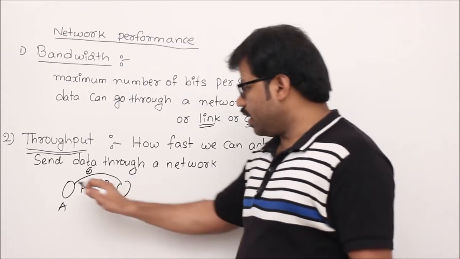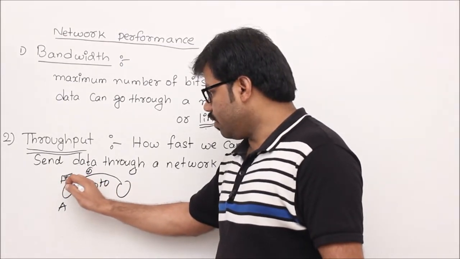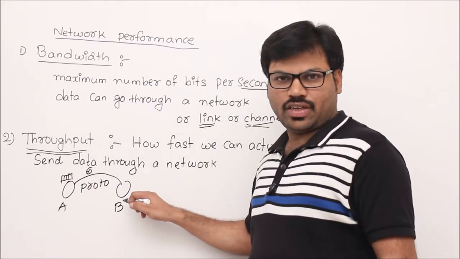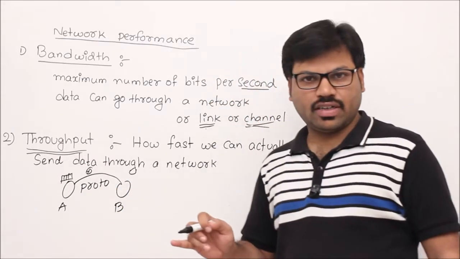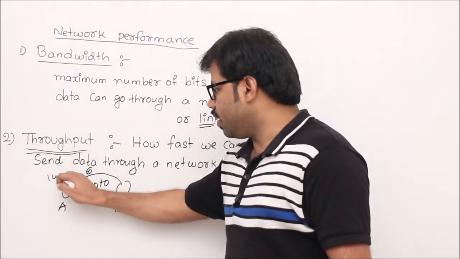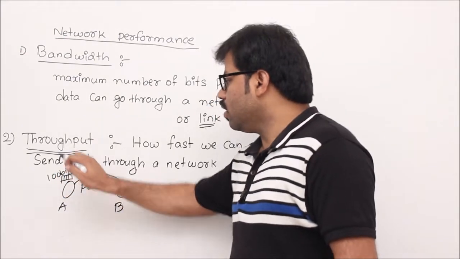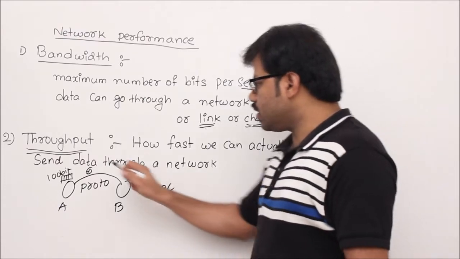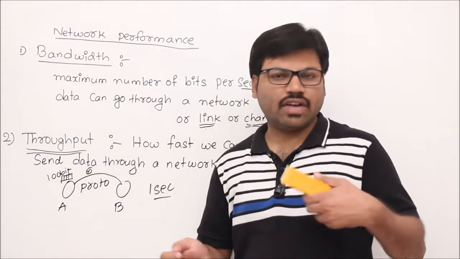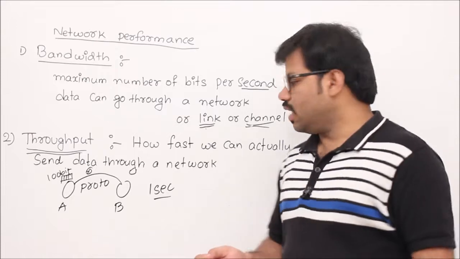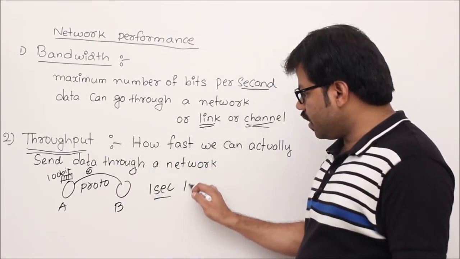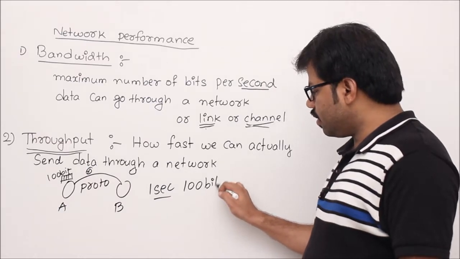So effectively, finally you have some set of data to send successfully from A to B. Then how much time will it take? For example, you have 100 bits, and exactly 1 second you took to successfully send this data after recovery from the errors and everything. Then we say that the channel's throughput, otherwise the network throughput, is 100 bits per second.